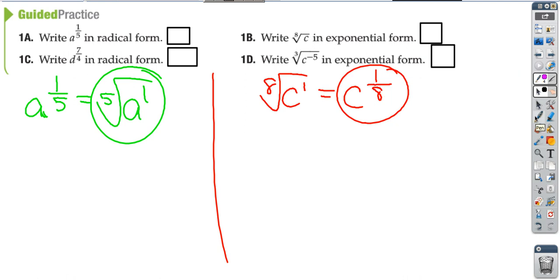Alright, then we have this next one over here, 1c, that says write d to the 7/4 in radical form. What root are we taking?